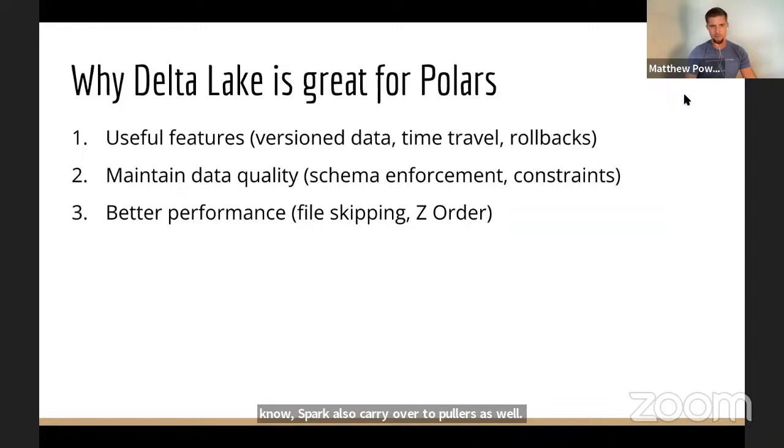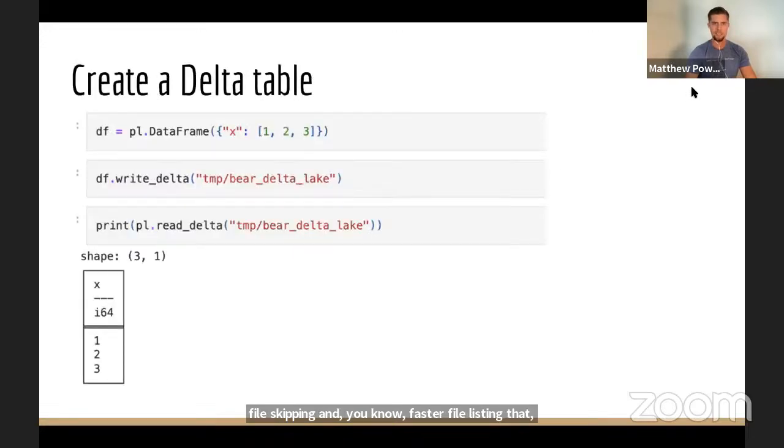Now, one thing that's also great about Delta Lake for the Polars community is that it's great for maintaining data quality, such as schema enforcement and constraints. And similar to what Michael was talking about, the file listing problem with data lakes and how Delta makes that better, Polars users also get that benefit, and we'll talk about file skipping and faster file listing that Delta Lake provides Polars users.